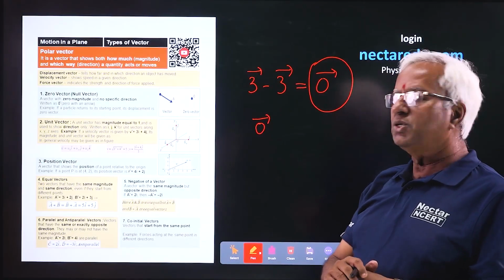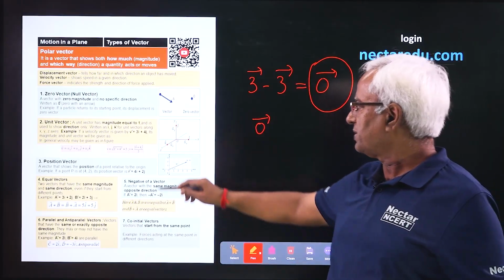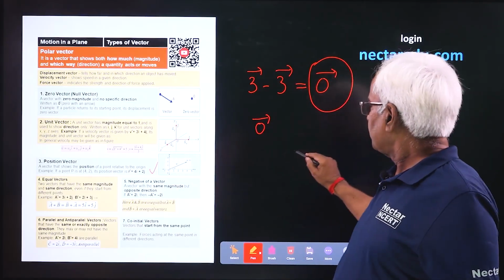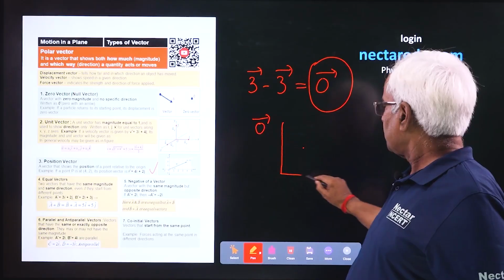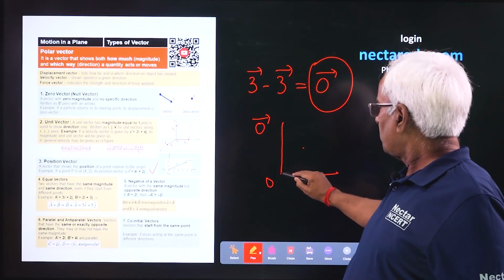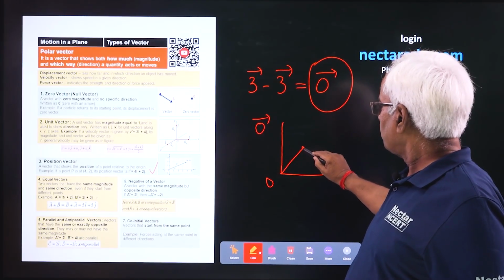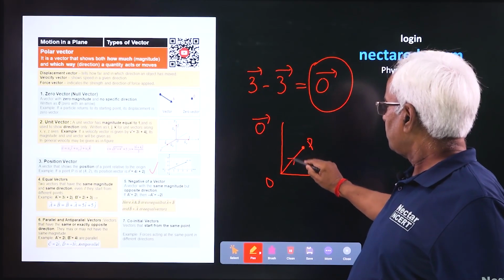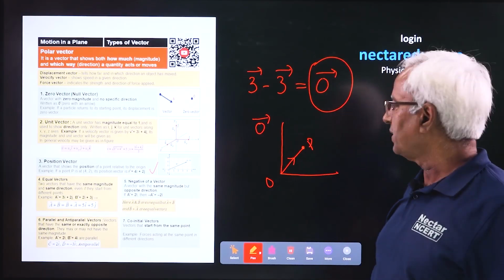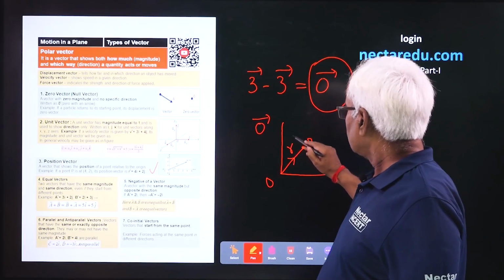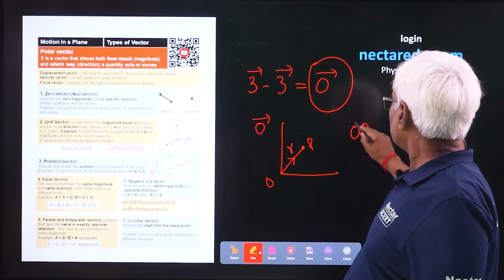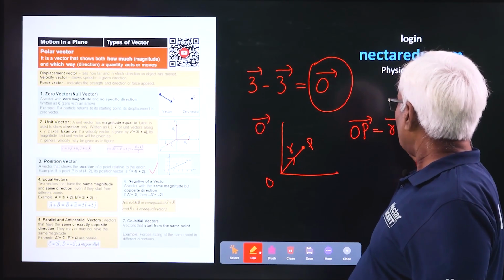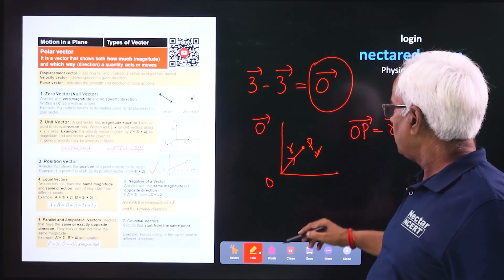Then position vector. Position vector means body is at a particular point. You take the origin, draw one vector from origin to the given position of the body. It will be position vector R. This would be known as position vector of the point P.